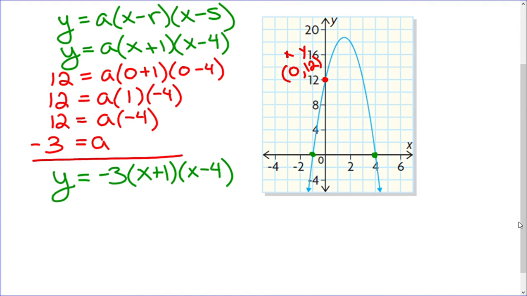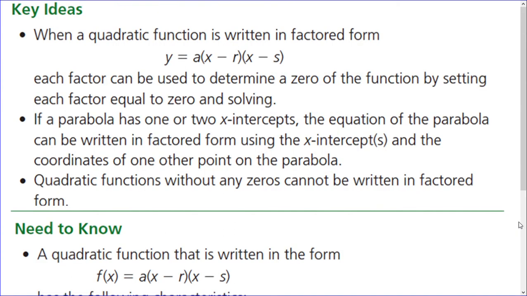So, in general, we've got a couple little things here, and these are just more on the note side of things. When a quadratic function is written in factored form, it looks like that. Each factor can be used to determine a 0 by setting each factor equal to 0 and then solving it. And that's what we've been doing throughout the whole thing. If a parabola has 1 or 2 x-intercepts, then the equation of the parabola can be written in factored form using the x-intercept and coordinates of the other point on the parabola. And quadratic functions without any zeros can't be written in factored form. So just some notes to take away from this as well.